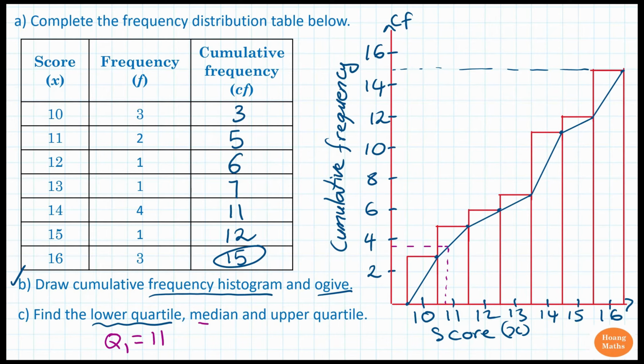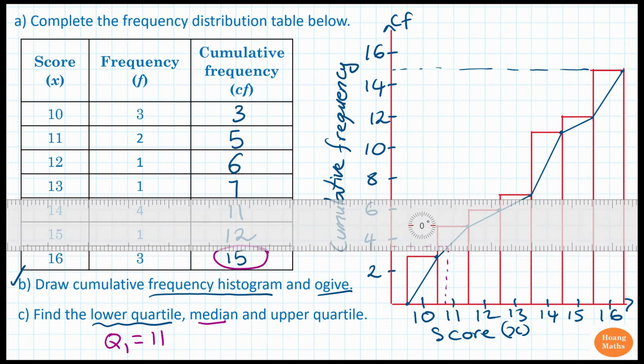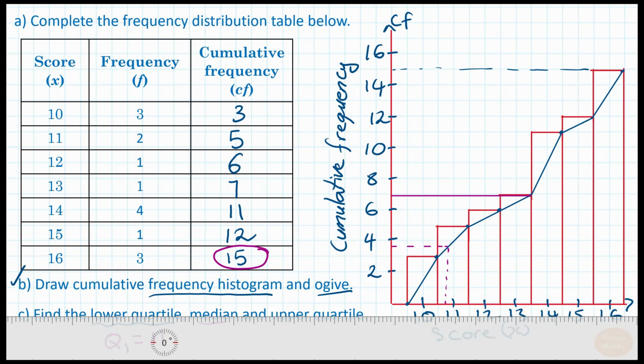And to find the median, 15 divided by 2 is 7.5. So we just go all the way to 7.5. This is 7 here. Now please take note. If it fell on this line here, you go straight. So if it hit exactly between 13 and 14, the median would be 13.5. But not in this case, I'll just give you one example. In this case it is 7.5.